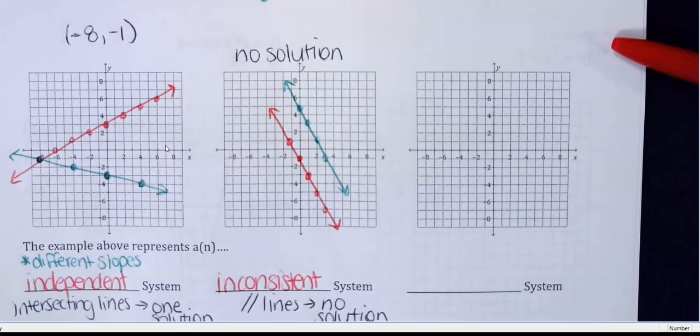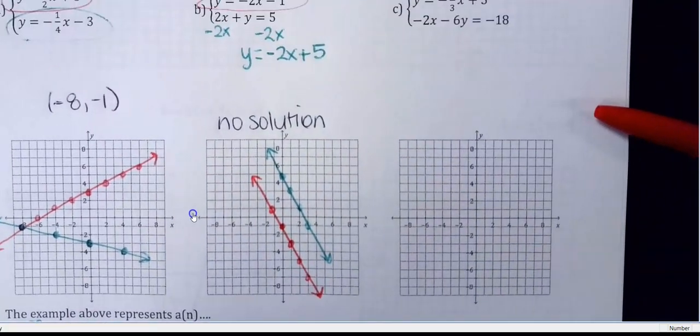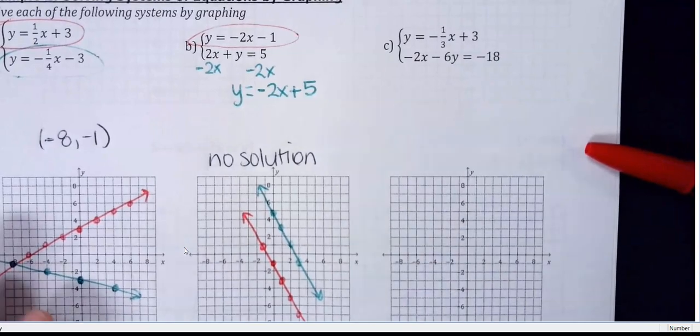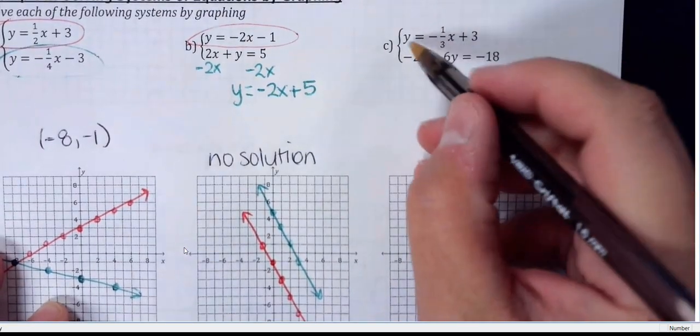Now, if you didn't have a graph, algebraically, it would have the same slope, but it would have to have a different y-intercept to have that happen. So anytime you got parallel lines, you got the same slope, but they have to have a different y-intercept. Okay. Now, the last one, these are the three possible things that can happen if you are graphing a system of two lines. All right, I'm going to graph the first one.